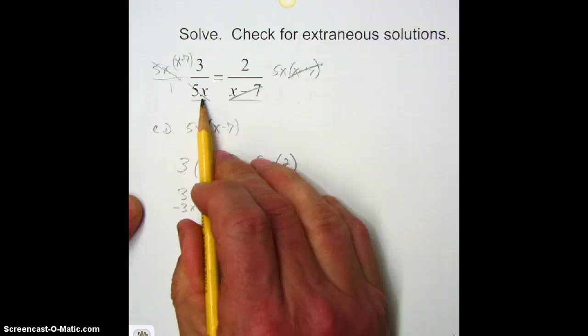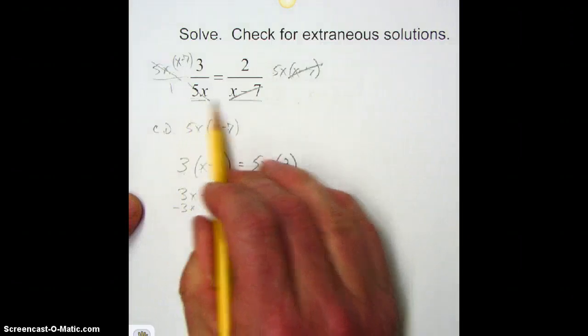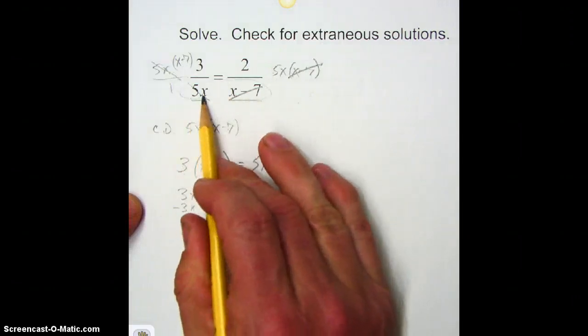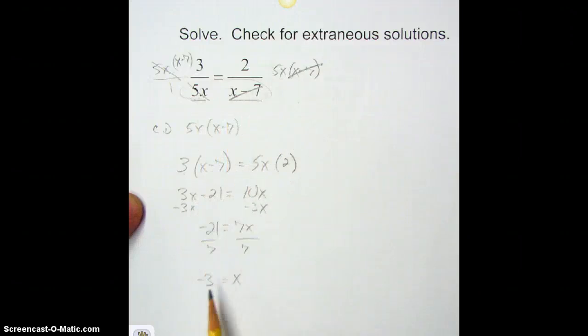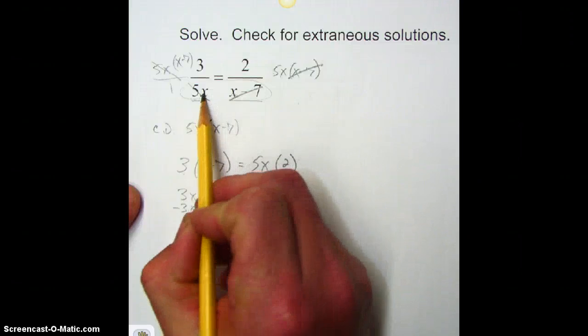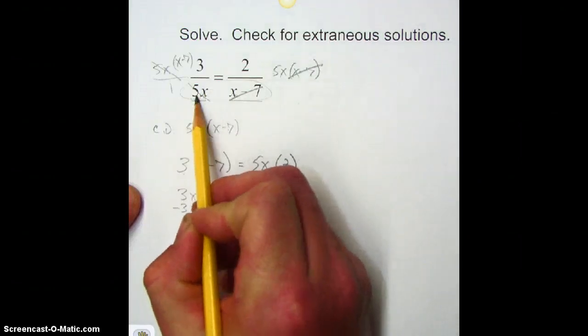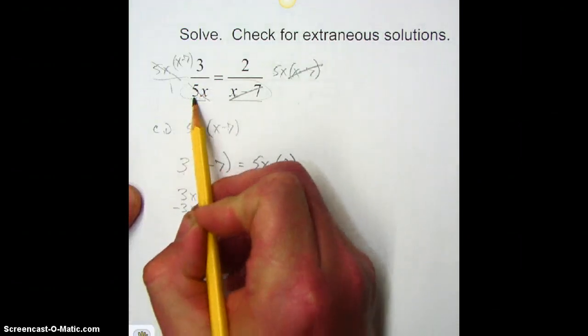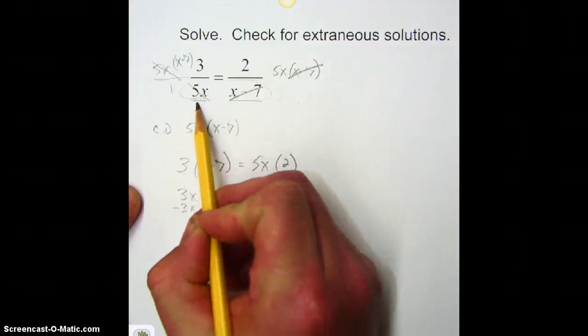Now I look back at my original equation. I noticed that there were variables in my denominator. So that means I have to check the solution to make sure if it works or not. So I'm plugging in negative 3. So negative 3 times 5 is a negative 15. So that's not 0. So it works on that side.